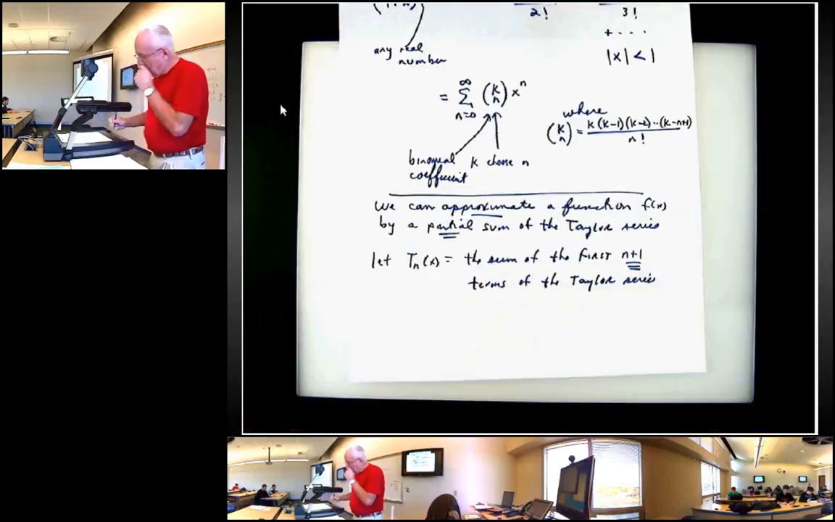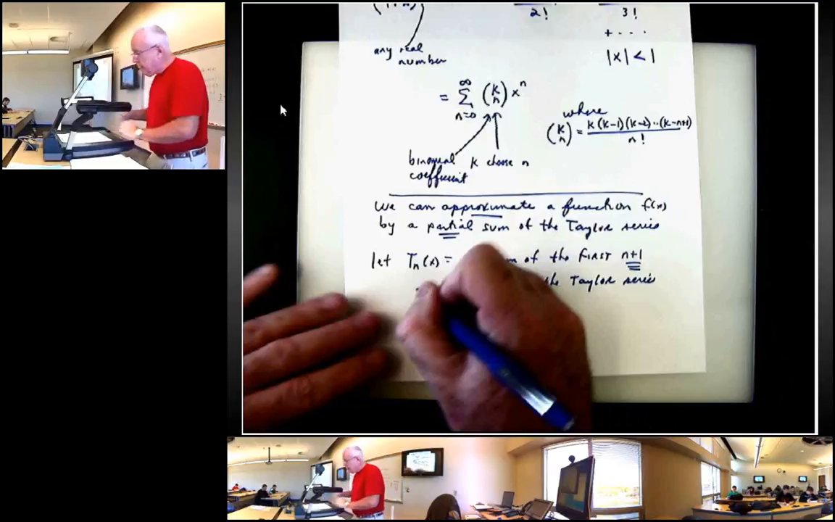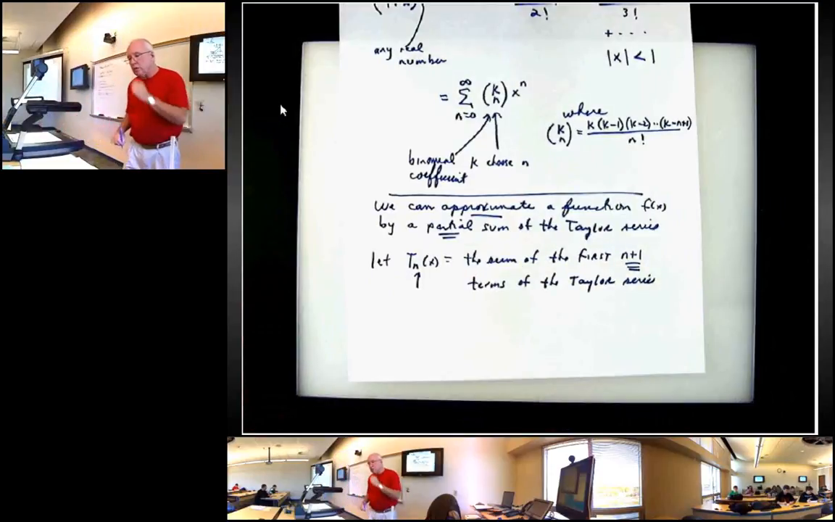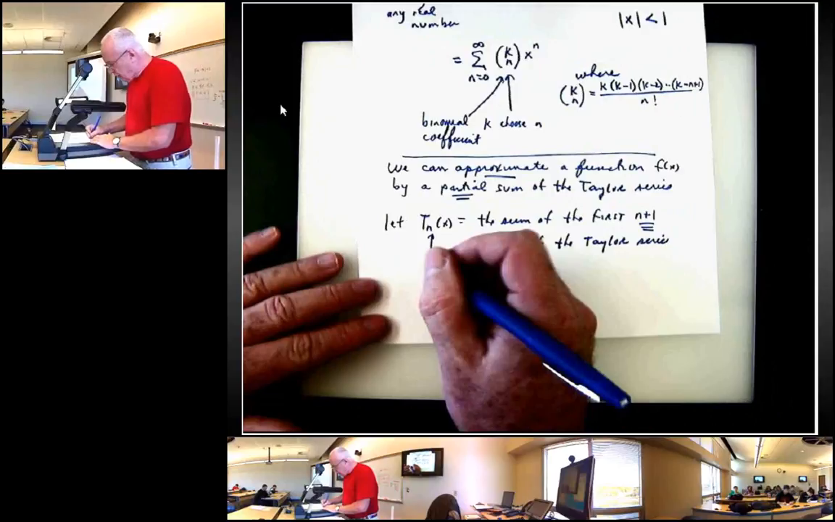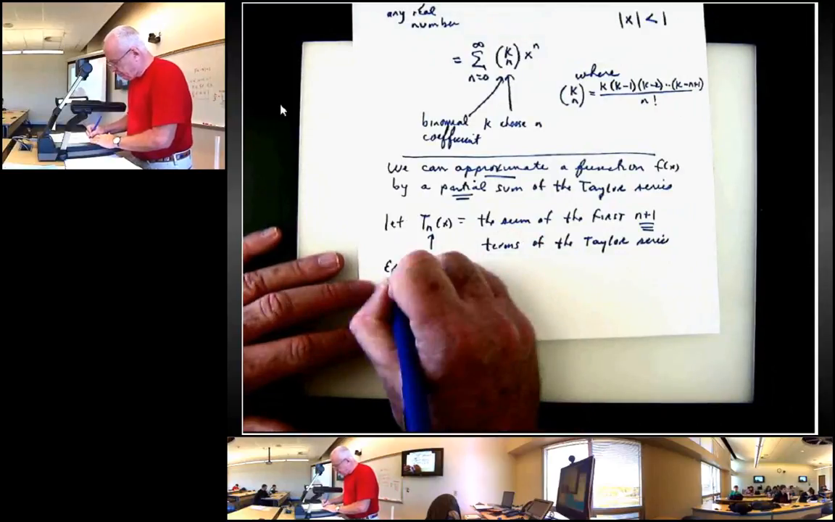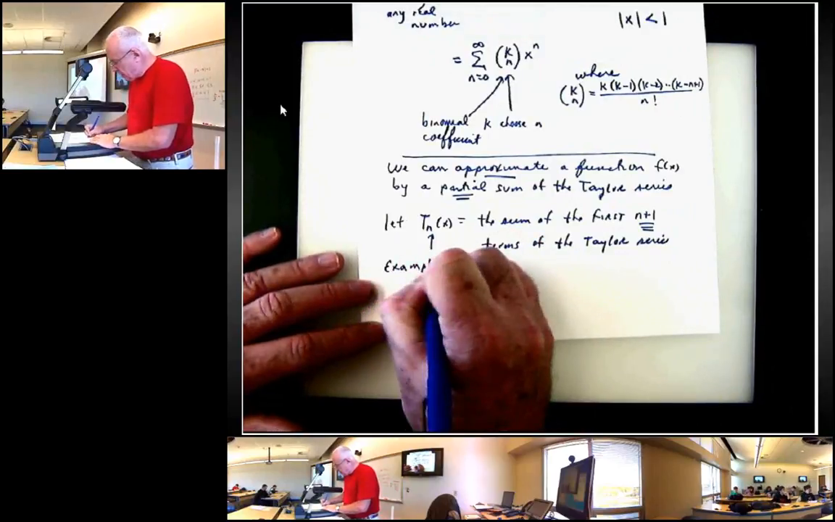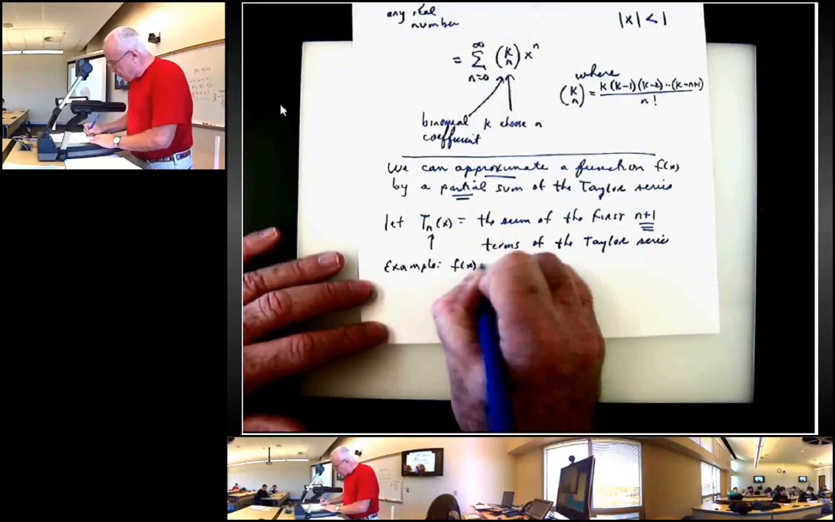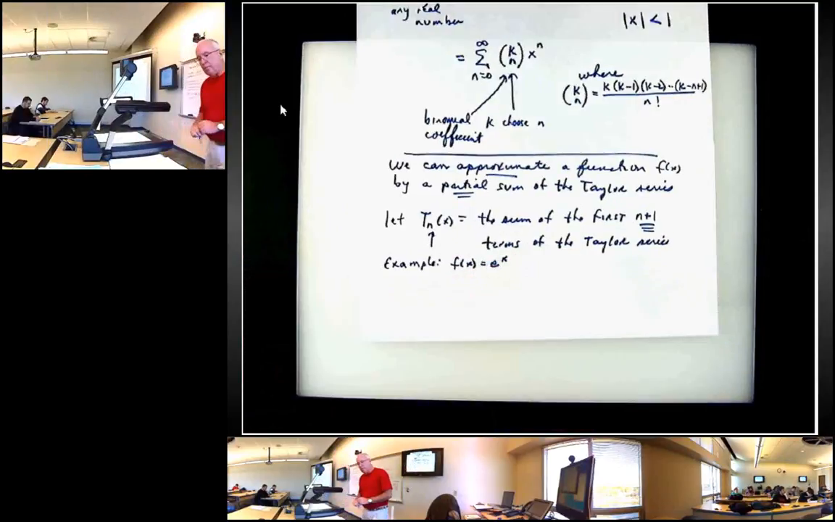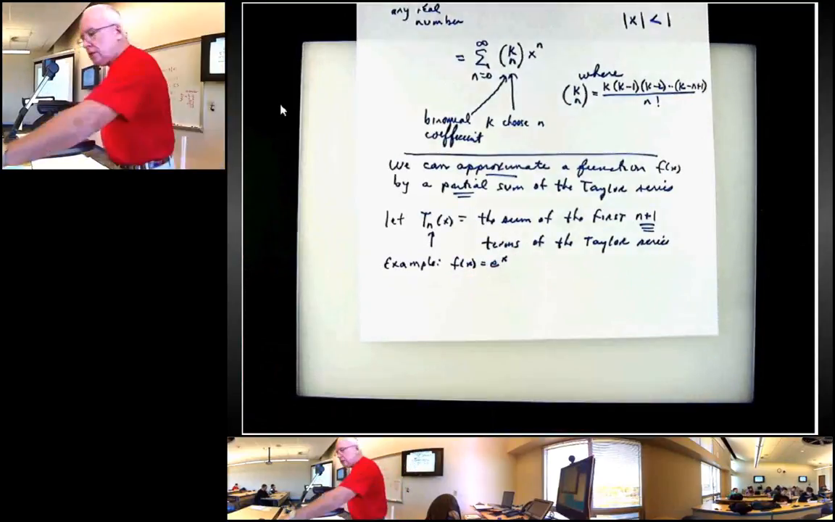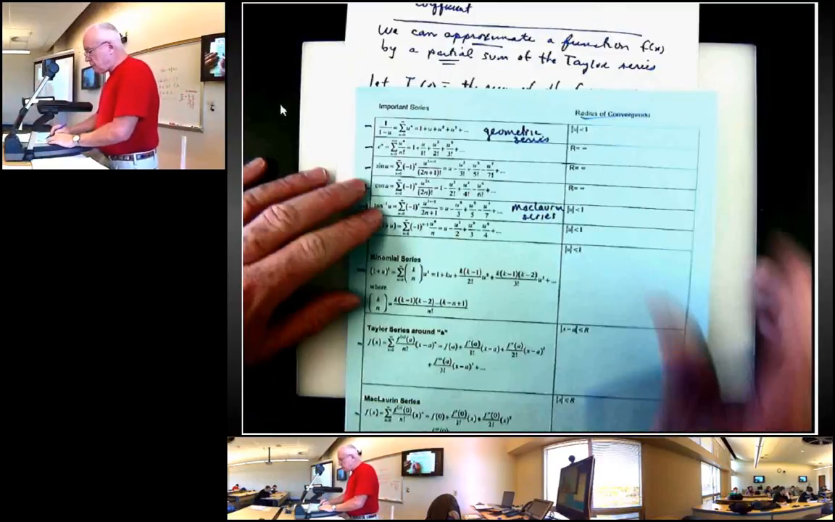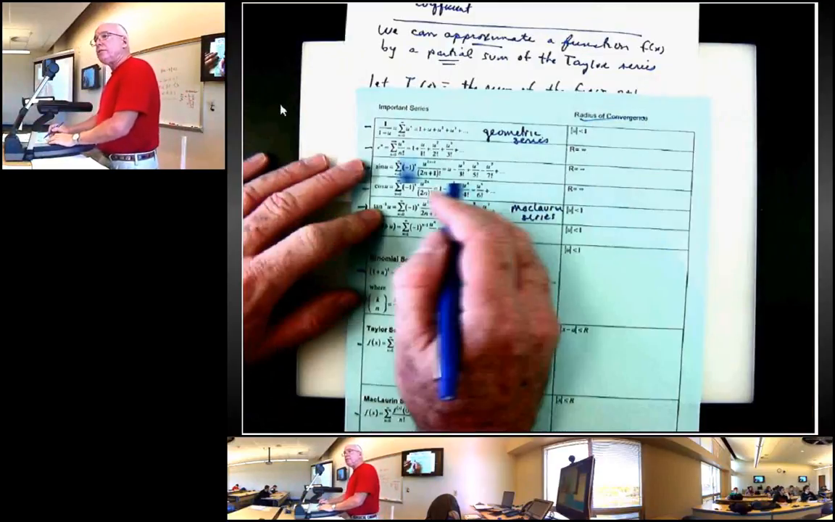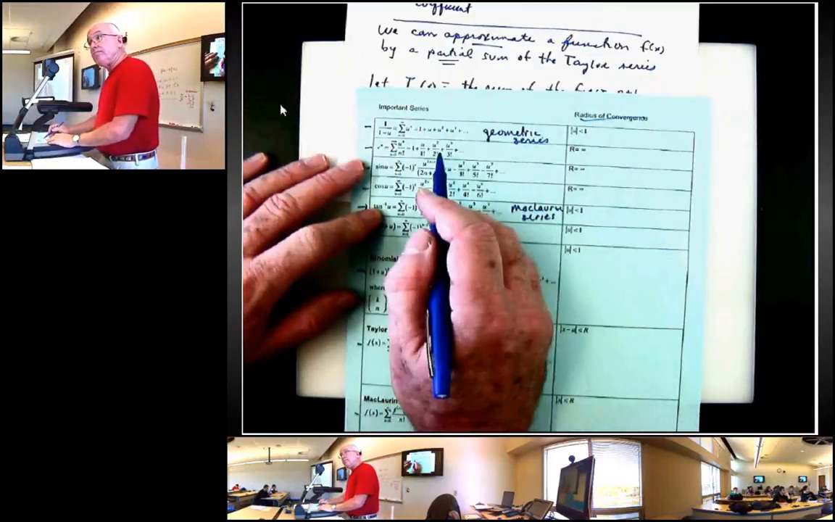All right. So it's sub n here, but it's the first n plus 1 terms. So therefore, let's say, for example, say f of x, we're talking about the function e to the x power. Well, here we have it, this is the Maclaurin series representation of it, right?